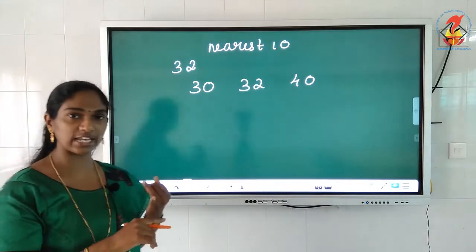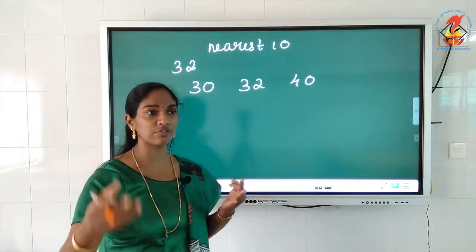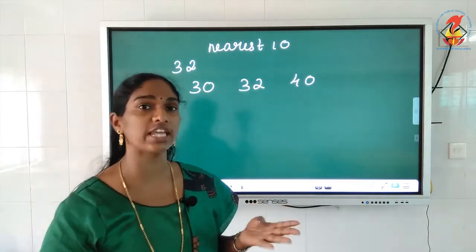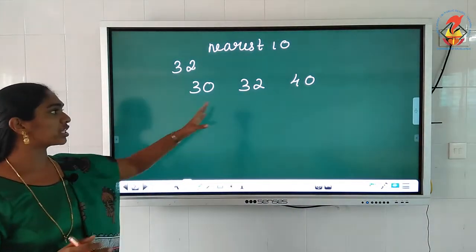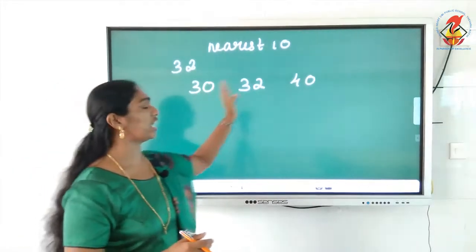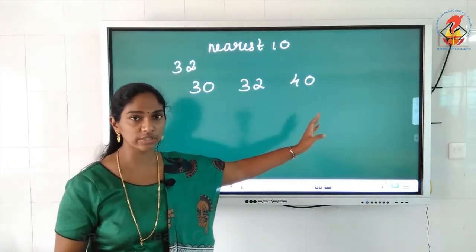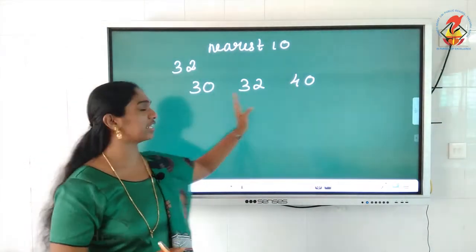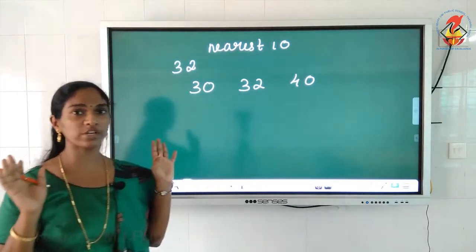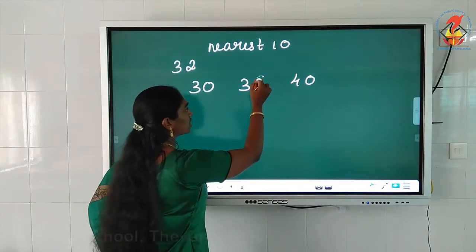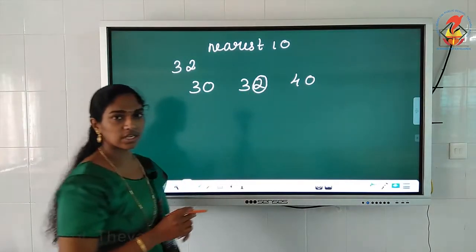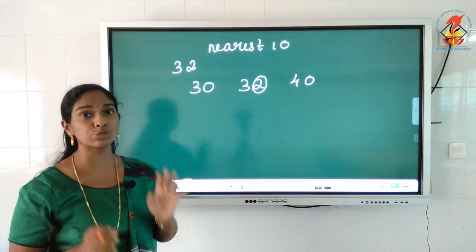Tens means it can be 10, 20, 30, 40, 50, 60, 70, 80, 90. All these are numbers that come in the tens. So 32 is coming between 30 and 40. Clear, children? First you have to decide that. Then you will check the ones place. In the ones place you have the number 2.